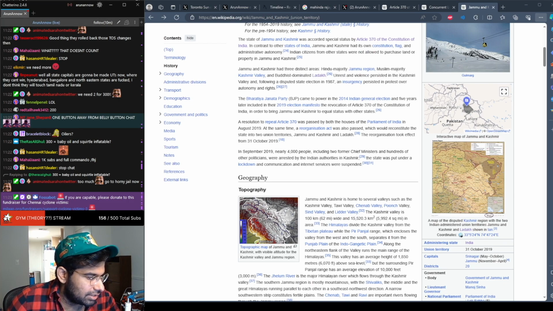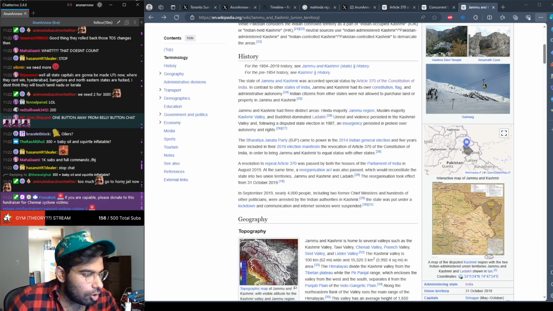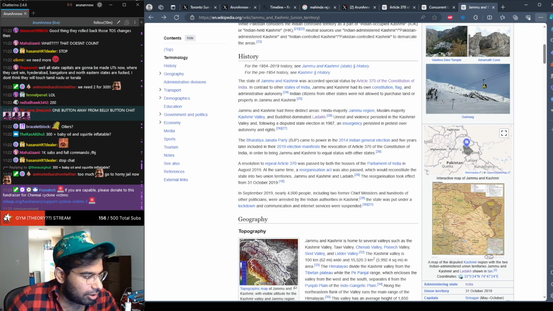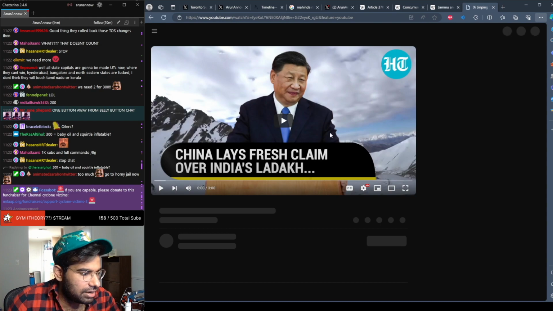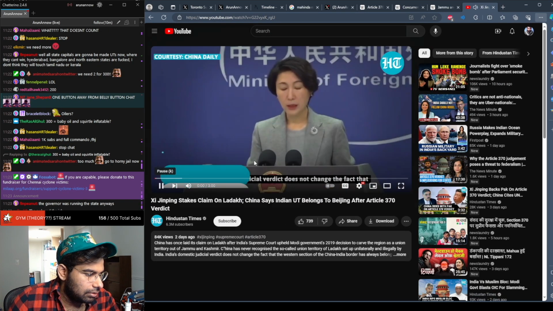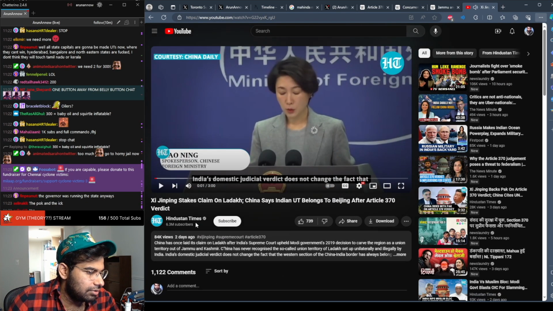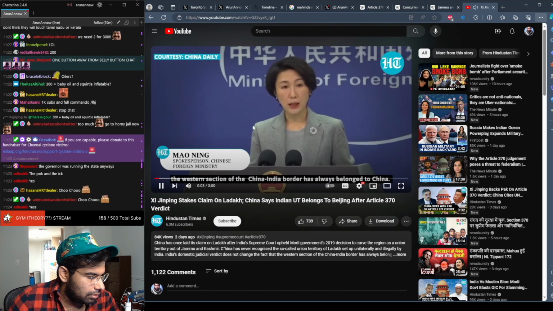China just said Ladakh is theirs. There is no shot China is bold enough to say something stupid like that. What are they talking about? No one in this area wants to be a part of China. They don't want to be a part of India either. What is this? India's domestic judicial ruling cannot change the fact that the western sector of the China-India border area belongs to China.